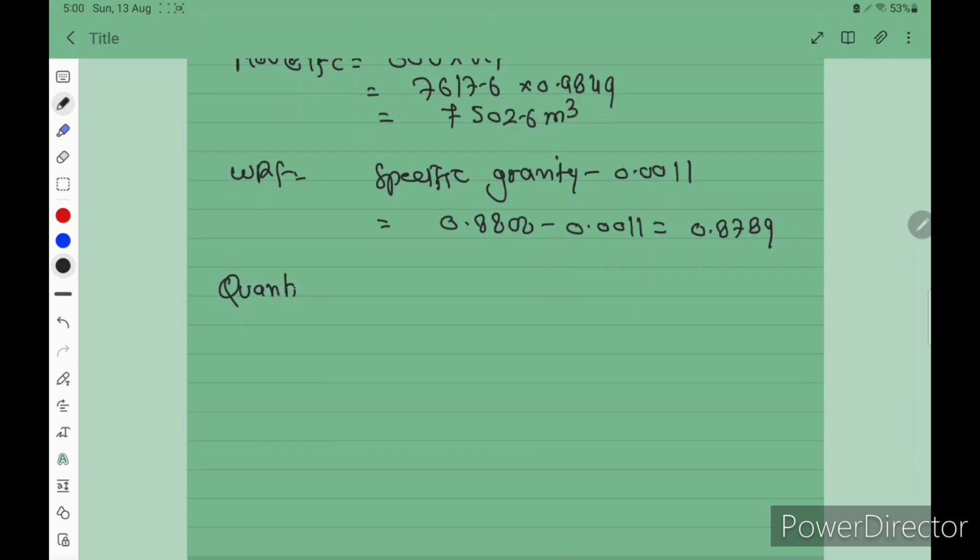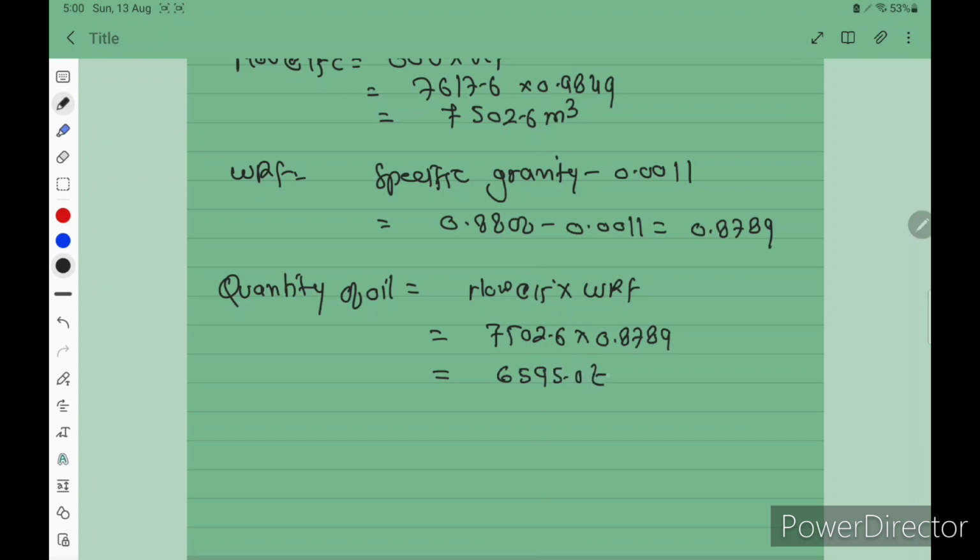So quantity or mass of oil is equal to net observed volume at 15 degree temperature into weight reduction factor. So 7502.6 into 0.8789. So we get the value 7595.0 tons as the quantity of oil.